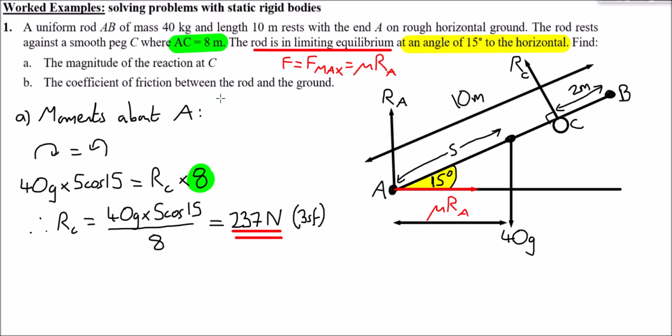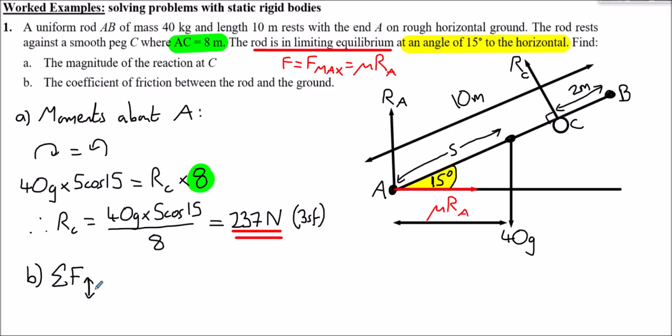Now for part B, we need to consider the coefficient of friction which is in play. To work out the coefficient of friction, there's a few different approaches we could use. Ultimately, we need to realise the coefficient of friction is going to be based off the reaction at A. So we could start with finding this reaction at A. So let's consider forces going up and down.